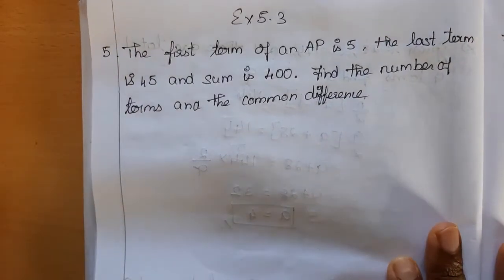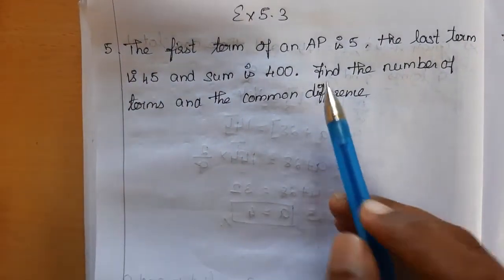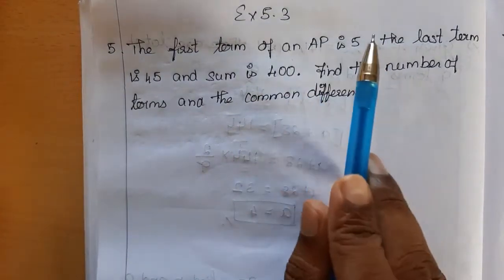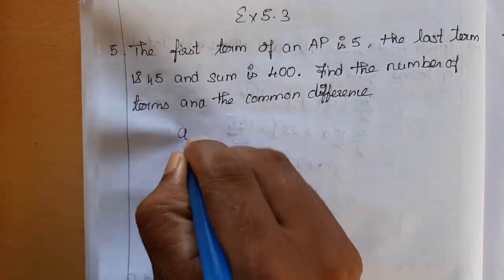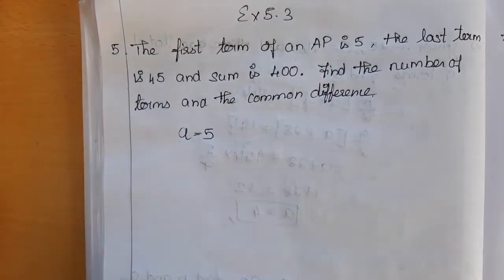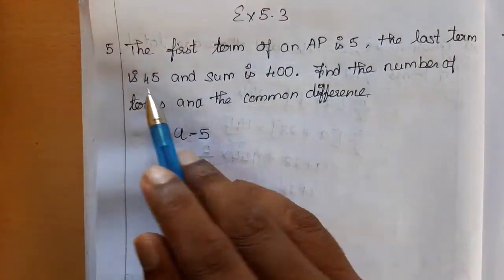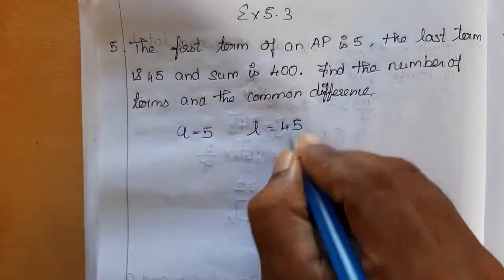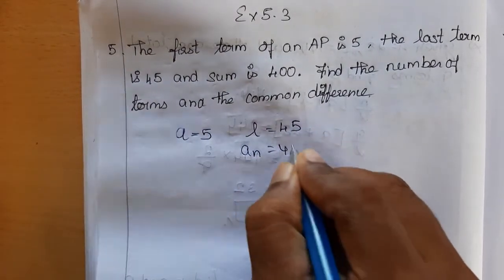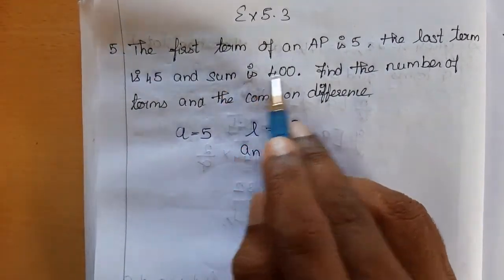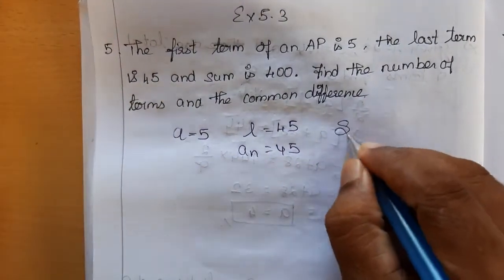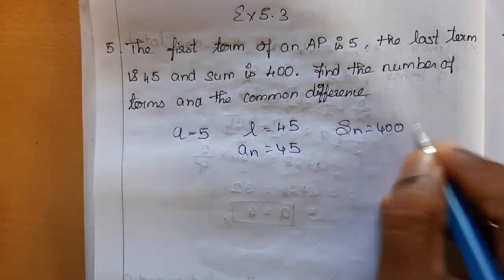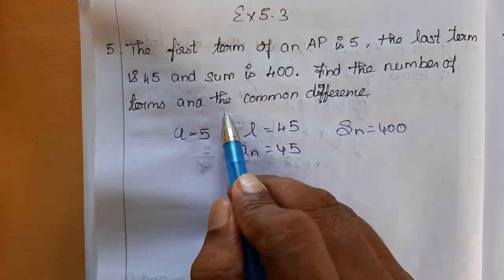Hi students, so here we go for the exercise problem. The first term of an AP is 5, so the first term A is equal to 5. The last term is 45, so L is equal to 45, or we can say an is equal to 45. And the sum is 400, so Sn is given as 400. Find the number of terms and the common difference.